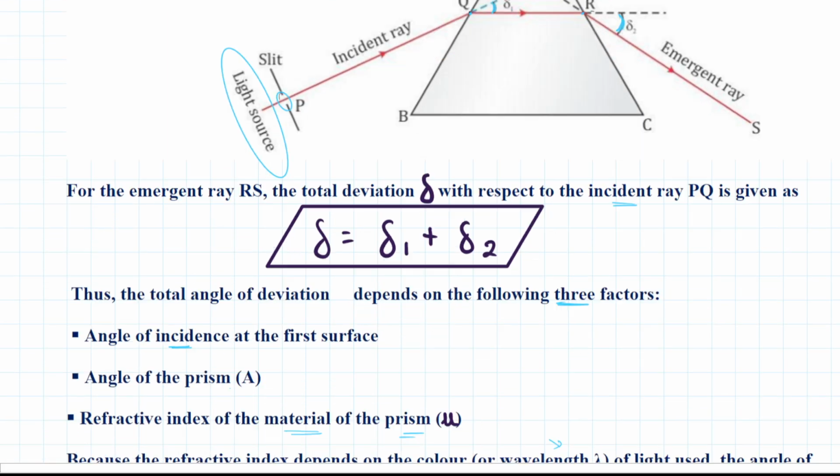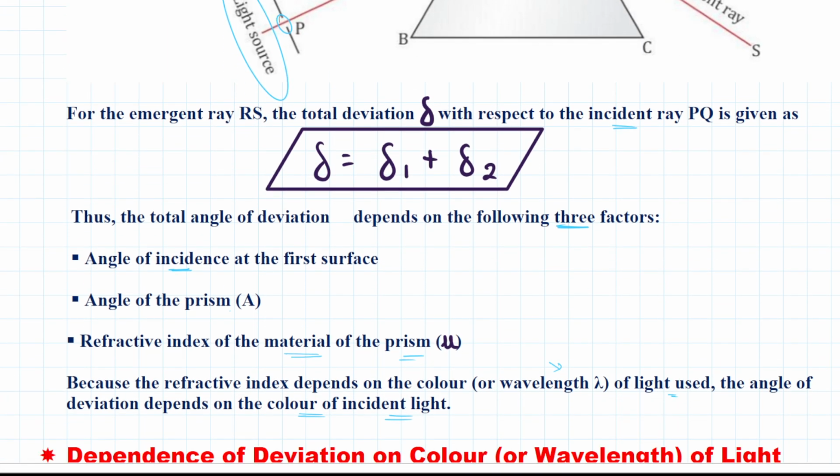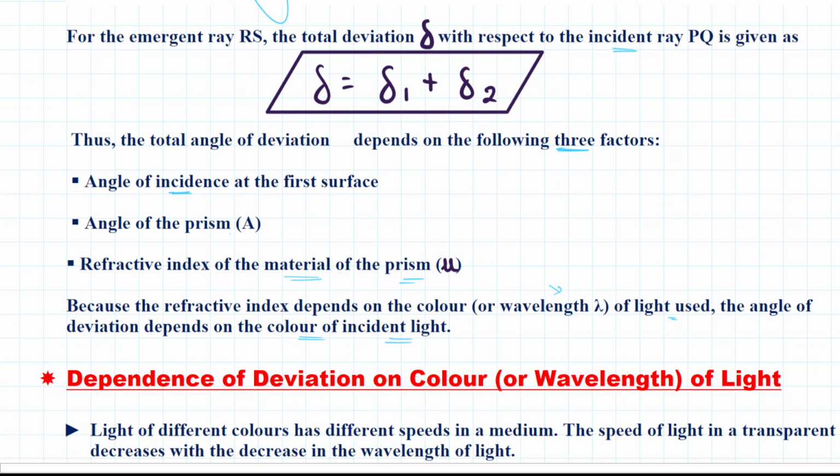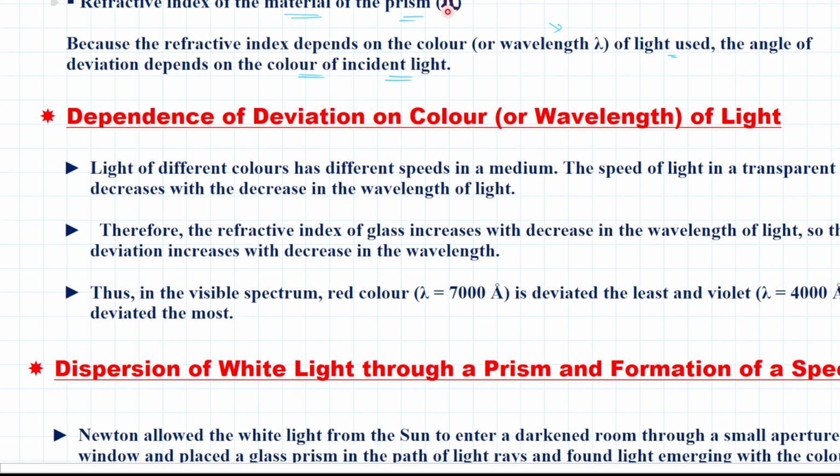Now these are three factors. Okay, angle of incident at the face, angle of the prism, refractive index of the material. Okay, because refractive index depends on the color or wavelength lambda of light used, the angle of deviation depends on the color of incident light as well. Then dependence of deviation on color or wavelength of light.